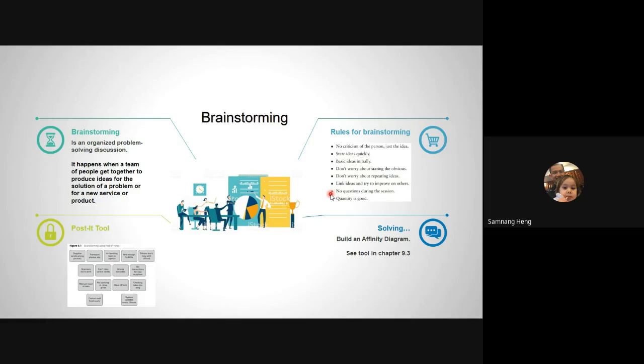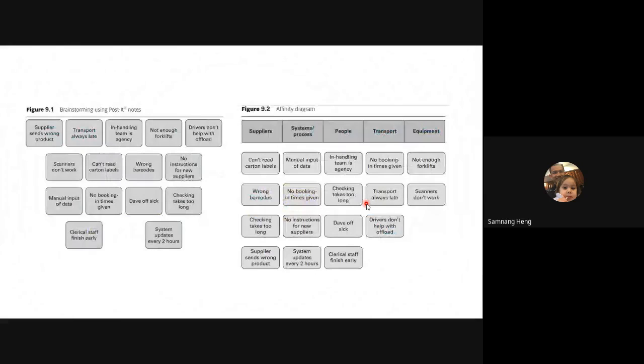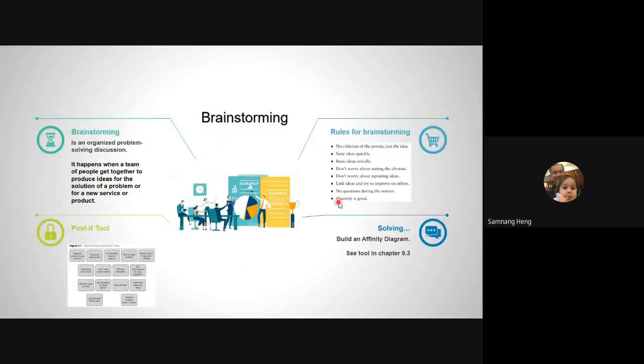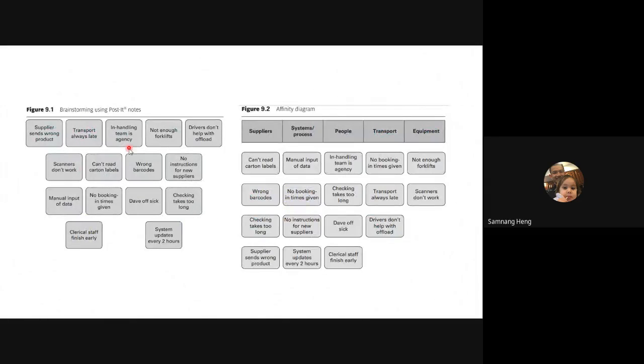I think you studied this in academic, what is it called, the academic excellence thing. They also talk about that too. Brainstorming: no questions during the session. Quantity is good, so you want as many ideas as possible. And then after you get all the problems, write them down in a Post-it note. Remember the name? We call it Post-it note. It's a trademark, not copyright, the trademark. So this is the idea of doing that.